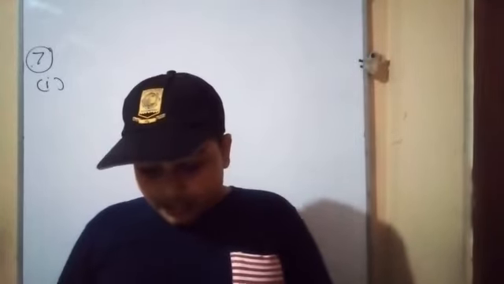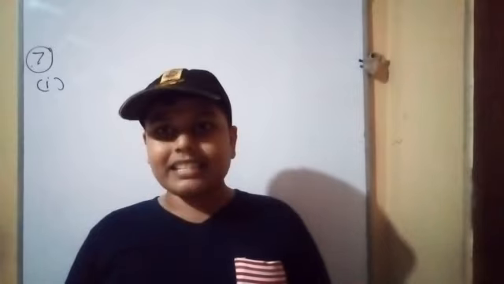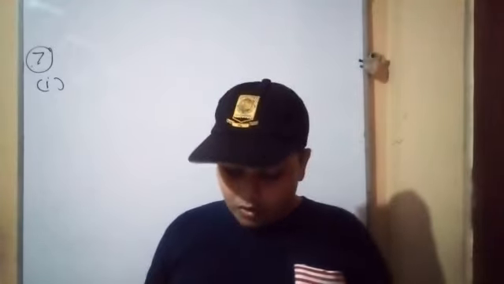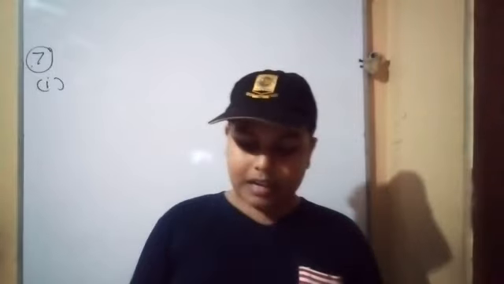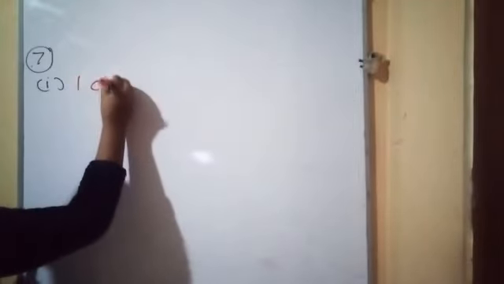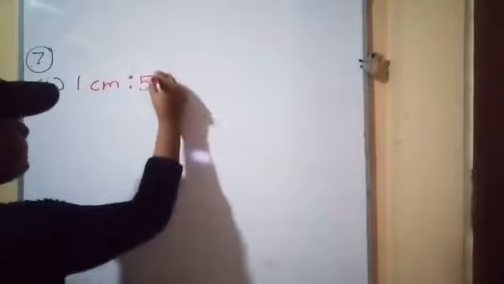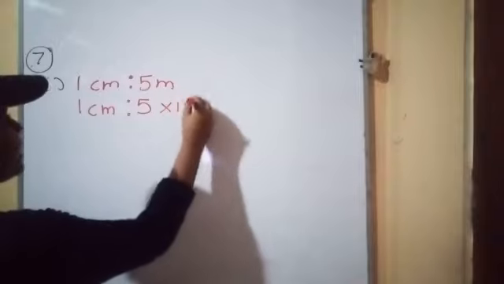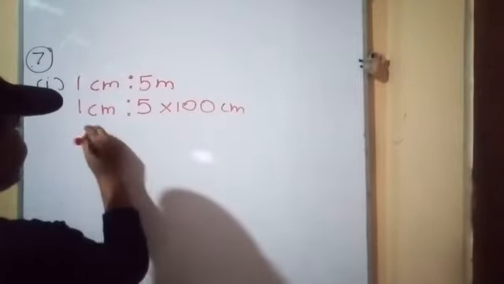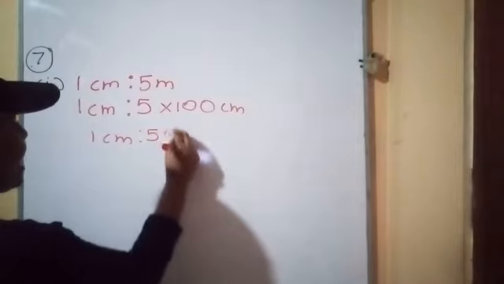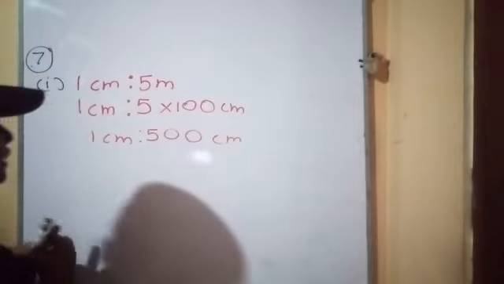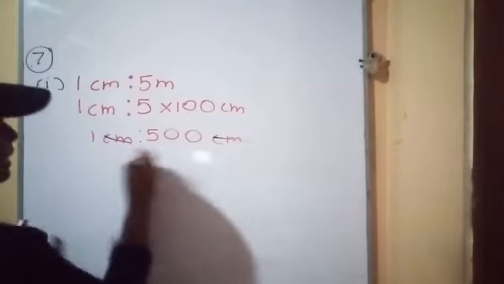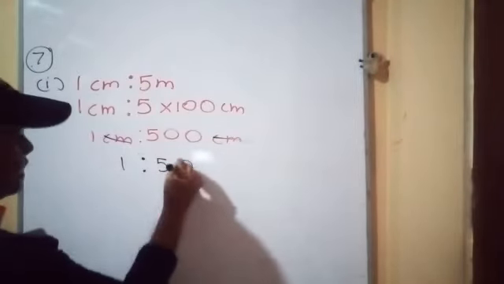5 meter is represented by 1 centimeter in a scale diagram. Express the scale as a ratio. This means 5 meter is represented by 1 centimeter. Let's express this scale as a ratio. Now 1 centimeter means 5 meters. You want to convert this into centimeters, so 5 multiply 100. That means 1 centimeter means 500 centimeters, so the ratio is 1 to 500.